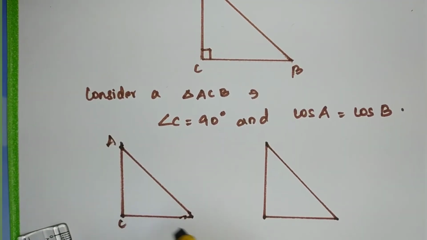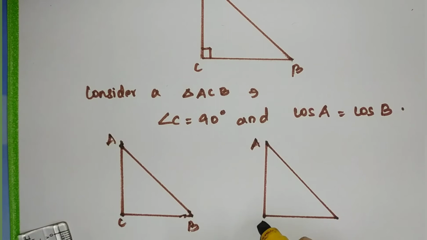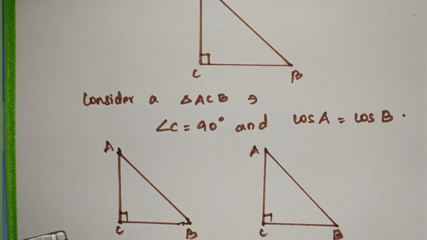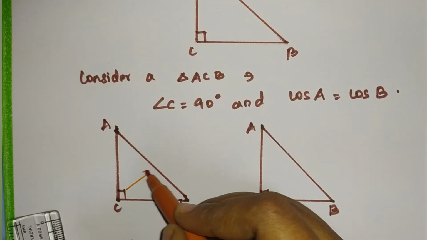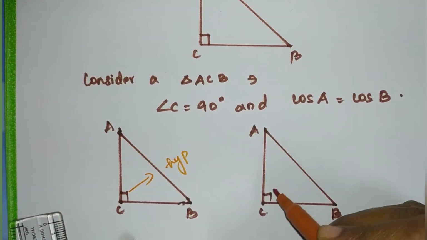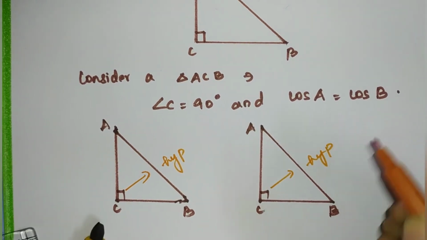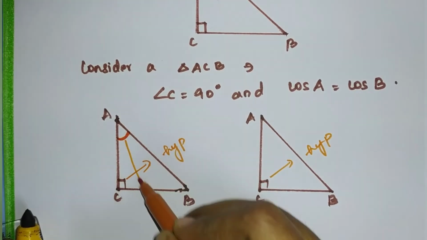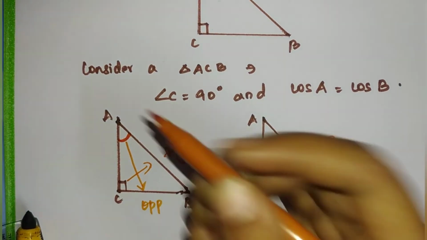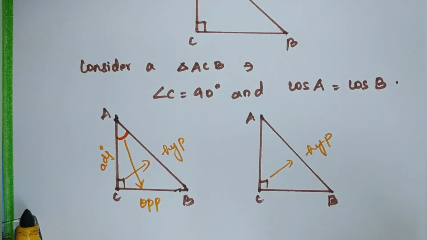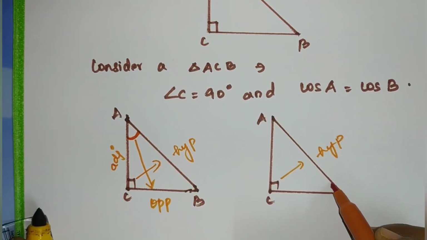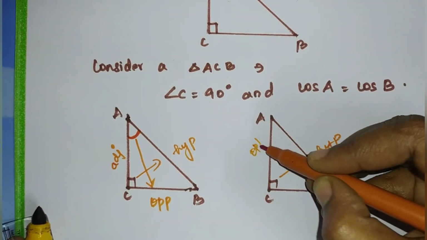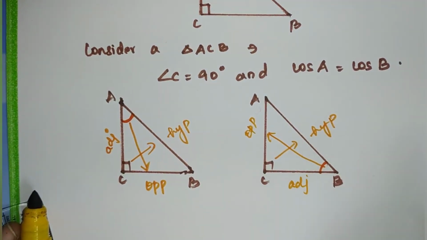A, C, B, with 90 degrees at C. This is the hypotenuse. This is to represent the angle A: this is opposite and this one is adjacent. And this is to represent angle B. So which one is opposite? This is opposite and this is adjacent.